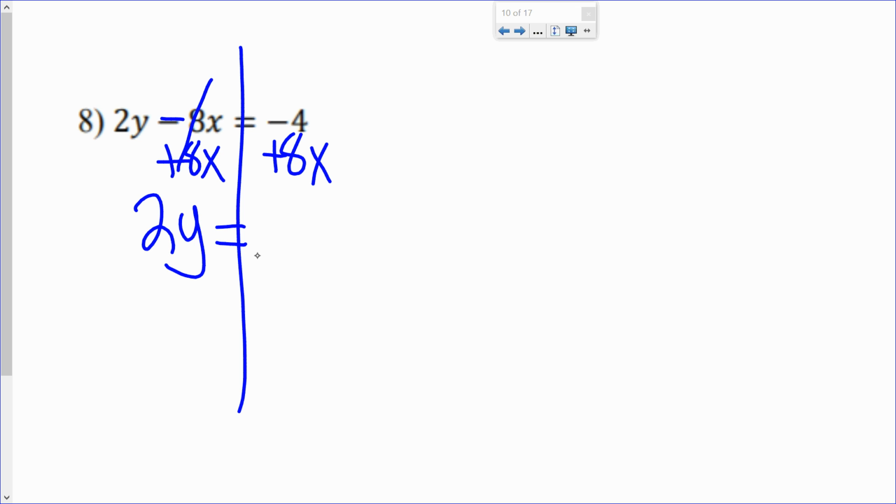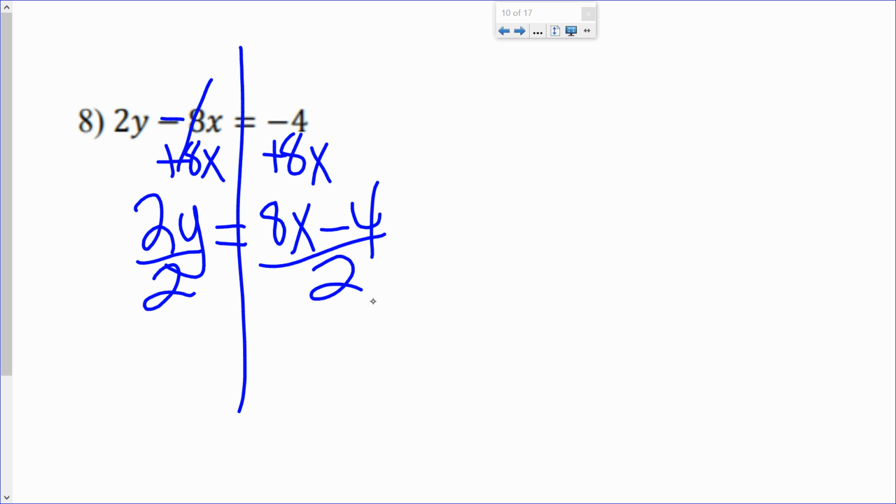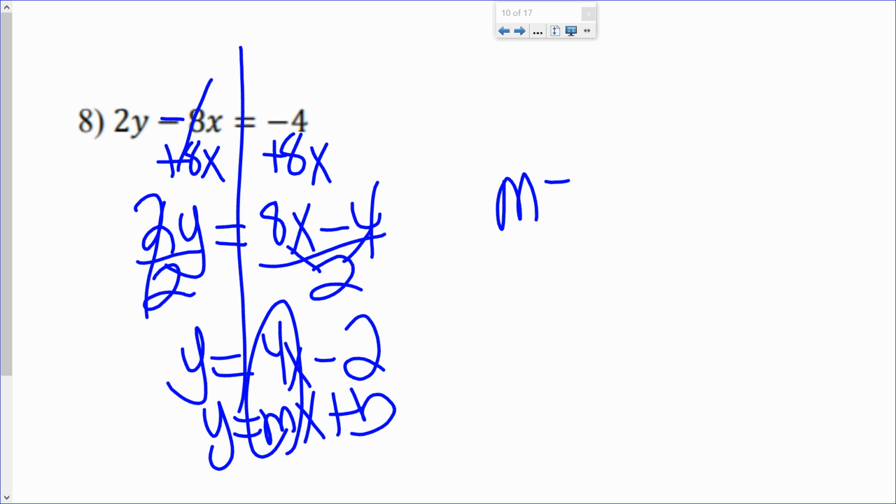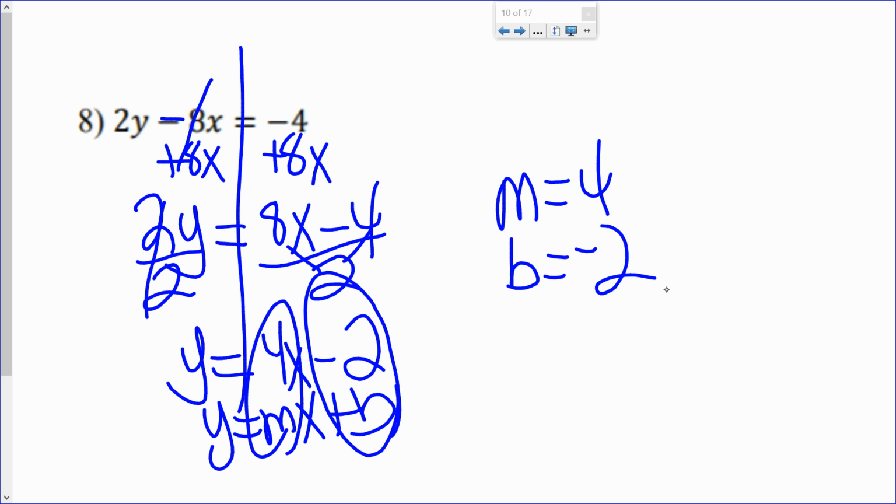I can't combine unlike terms, and I want to always write the x term first. So I write 8x minus 4. I divide last. To get y by itself, I now need to divide by 2. I divide the whole side by 2, so 8x divided by 2 is 4x. 4 over 2 is 2. Now that I have that, I can list my slope and y-intercept. Slope is what's in front of the x. M is 4. B is what comes at the end. My y-intercept is negative 2.